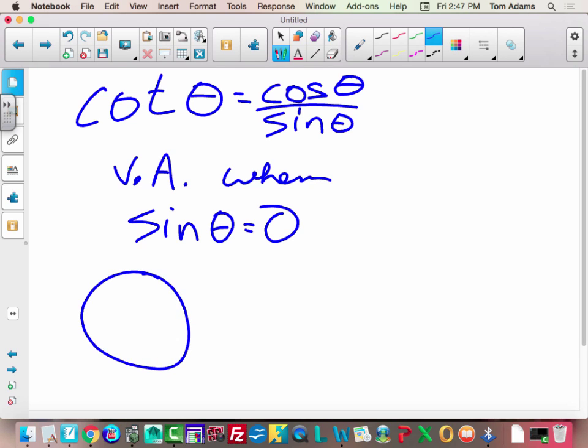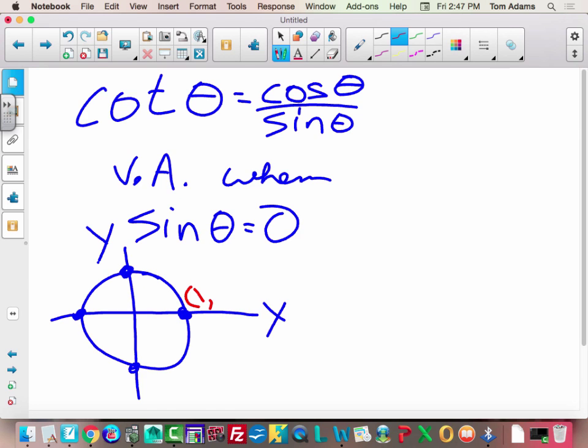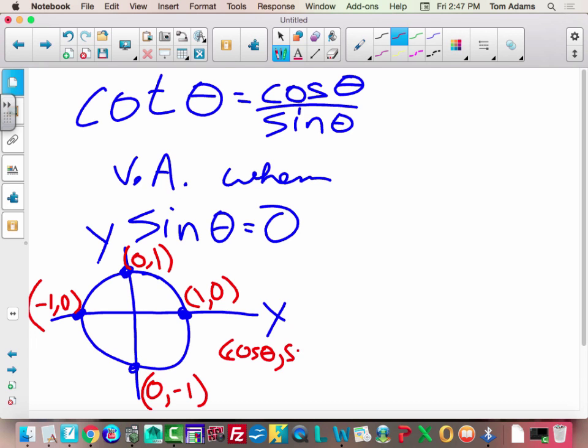Well, if I make my unit circle, my perfectly drawn unit circle here, where this is my x and this is my y axes, this is going to be 1, 0. This is going to be 0, 1. This is going to be negative 1, 0. And then this is going to be 0, negative 1. And remember, it's cosine of theta, sine of theta on the unit circle, right?